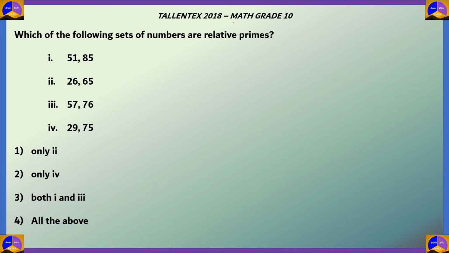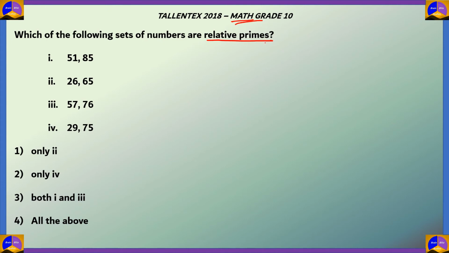Let's look at some questions of mathematics now. Which of the following sets of numbers are relative primes? We have 4 sets here: 5185, 2665, 5776, as well as 2975. We have 4 options: only 2, only 4, both 1 and 3, all of the above. Which of these is correct?